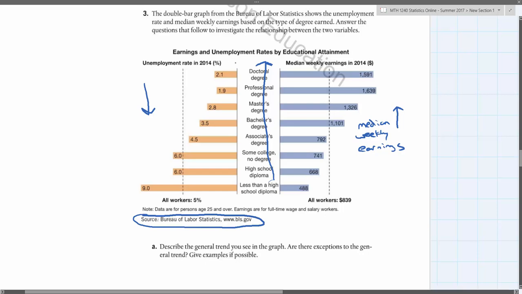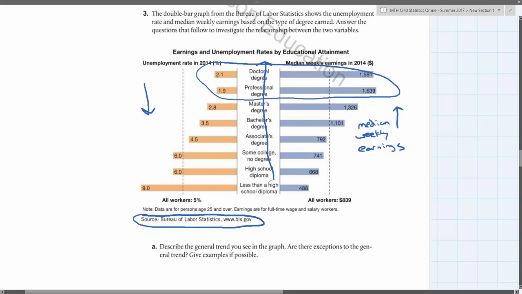And I want to describe maybe what's going on here. You might notice that the doctoral degree is above the professional degree, but the doctoral degree seems a little worse. The median earnings are a little less than the professional degree, and the professional degree has a little less unemployment rate. So that makes sense. A professional degree is like a doctor of medicine, a medical doctor, or getting a law degree and so forth. So that's considered a professional degree. A doctoral degree is more for academics.